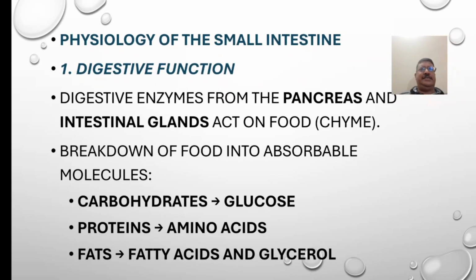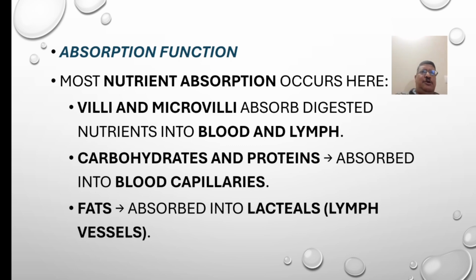Physiology of the small intestine. Digestive functions: digestive enzymes from the pancreas and intestinal glands act on food chyme, breaking food down into absorbable molecules: carbohydrate to glucose, protein to amino acids, fat to fatty acids and glycerol. Absorption function: most nutrient absorption occurs here. Villi and microvilli absorb digested nutrients into blood and lymph. Carbohydrates and proteins are absorbed into blood capillaries. Fats are absorbed into the lacteals, lymph vessels.